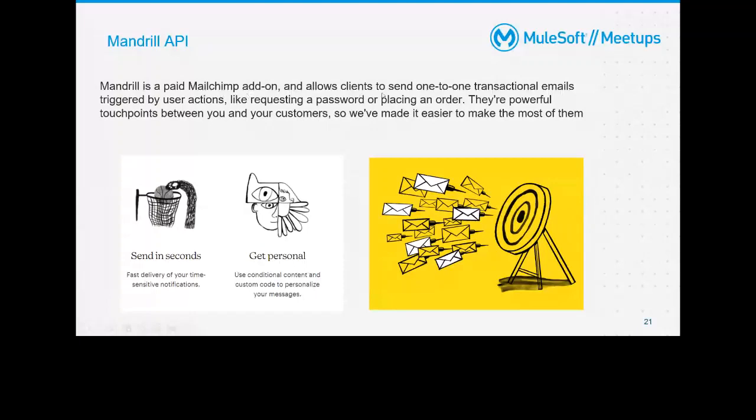It allows clients to send one-to-one transactional emails. So you got my point about what transactional emails are: emails sent with order details. When you have ordered from Flipkart, you must have seen all the order details, like the order number, the first product, the second product's details, price, etc. You can send those emails using this Mandrill API service. They are triggered by user actions like requesting a password or placing an order. When you place an order, behind the scenes it may be using this Mandrill API service. These are powerful touchpoints between you and the customer, making things easier.